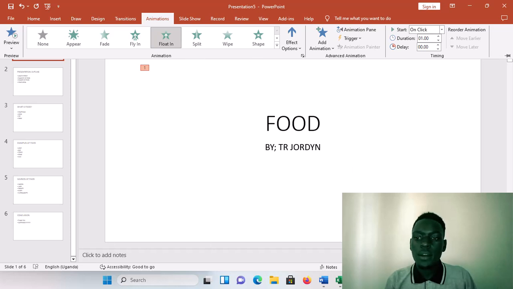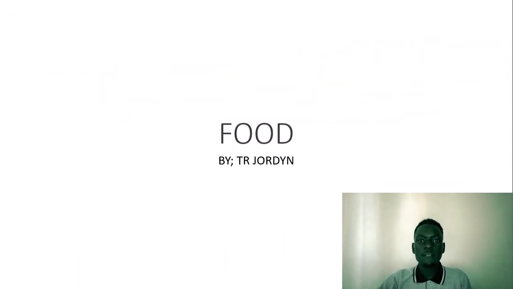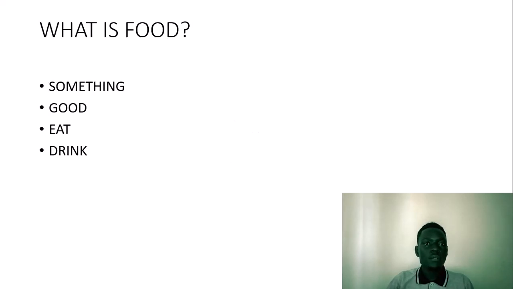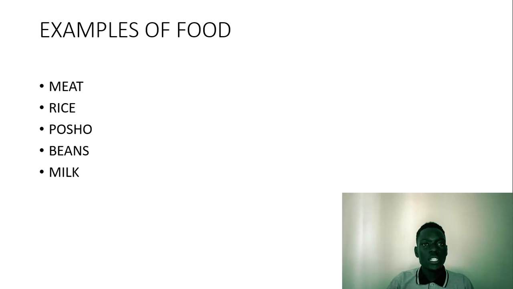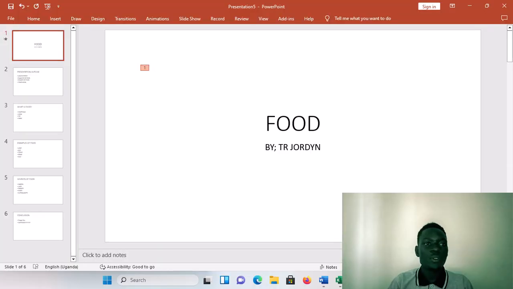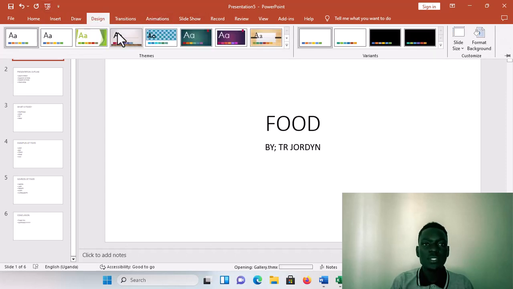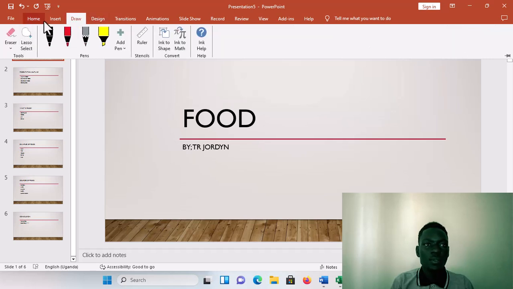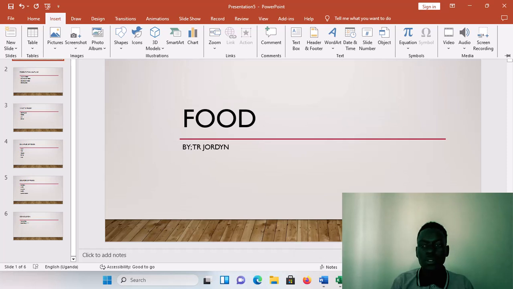So you can come down here and click there to see your presentation. That's how your presentation will move forward as you present to your students. Then you have your presentation outline, what is food, examples of food, sources of food, then you conclude, you ask them questions, and they will answer, and that will be your presentation. In case you want to modify, you can actually design and add a lot of things. Maybe you want it to be like that, but you have to be careful when you are designing. You can design in any way you want and add in things just as you wish. So that is how your work would look.